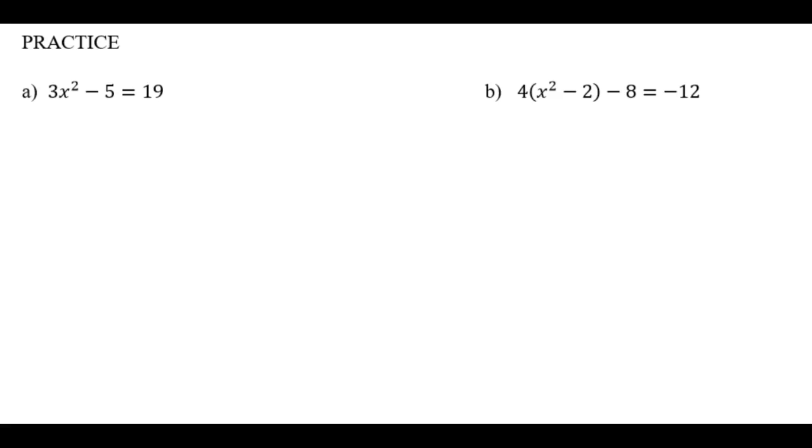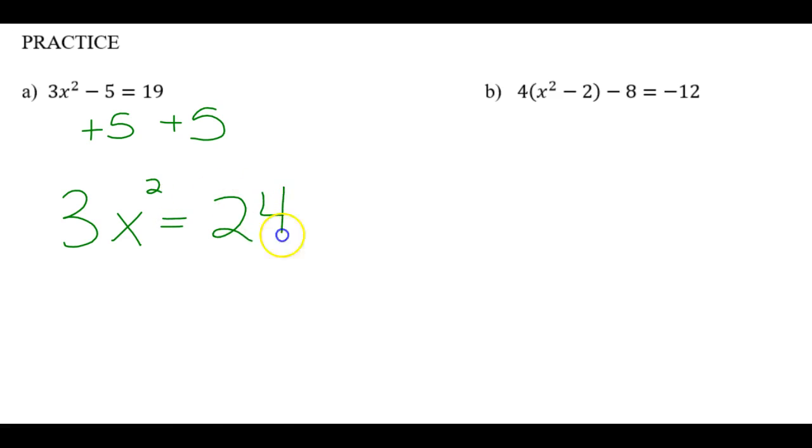So let's do example A, the practice one here. So once again, there's no x term. There's only an x squared. So we can just do SADMAP. So let's undo adding and subtracting and add over the 5. That gives us 3x squared equals 24. Next we divide by 3, so that's going to give me 8.